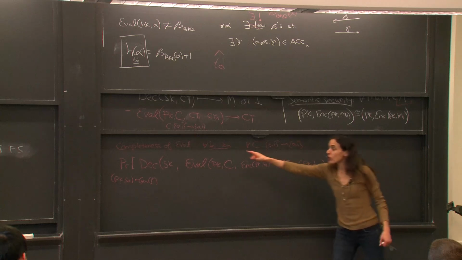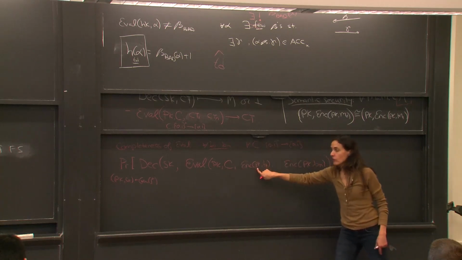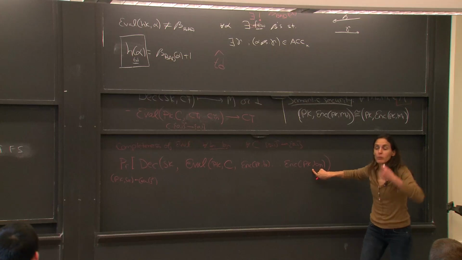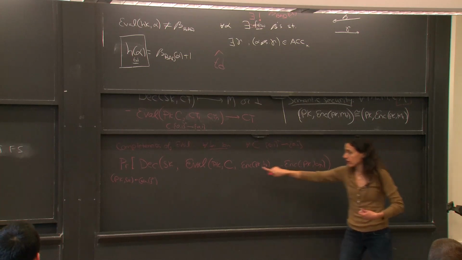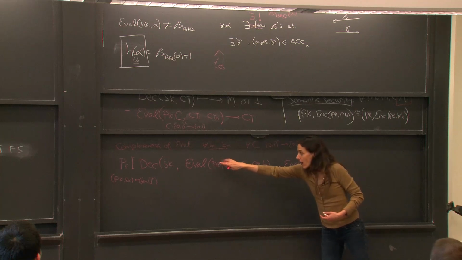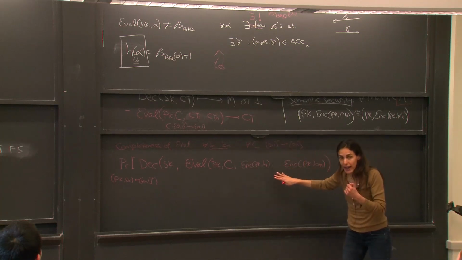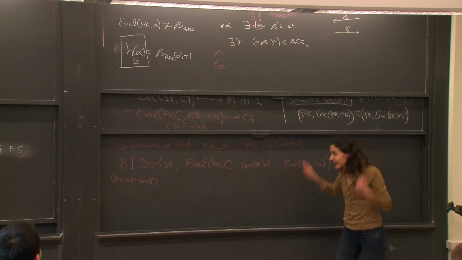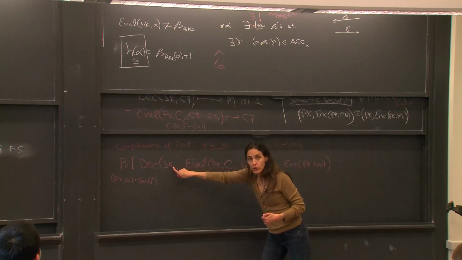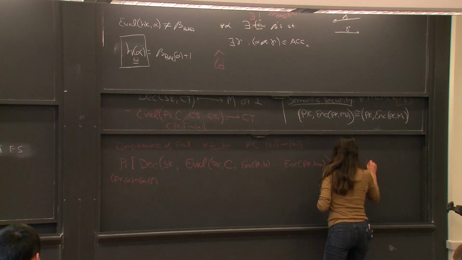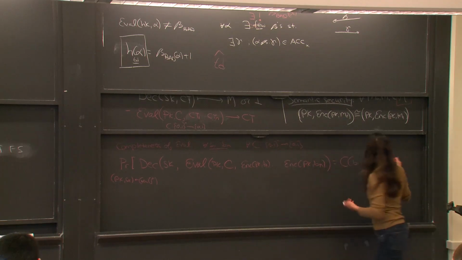So encrypt each of these bits. You'll get encryption of B1 up to encryption of Bn. Then evaluate, do homomorphic computations on these encrypted bits with respect to circuit C. Now you get a ciphertext. You should get a ciphertext that encrypts C of B1 up to Bn. And indeed, the probability that when you decrypt, you get C of B1 up to Bn is 1 or close to 1.